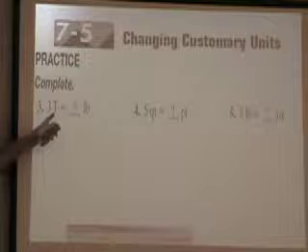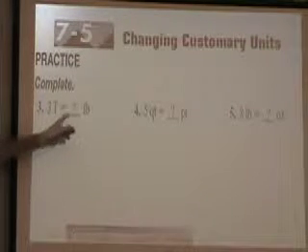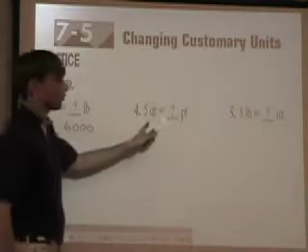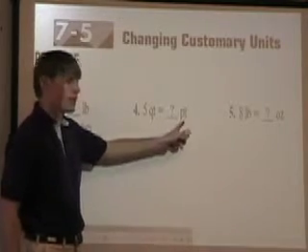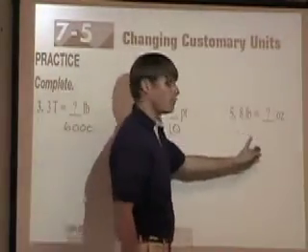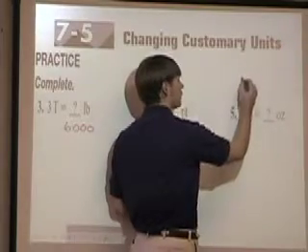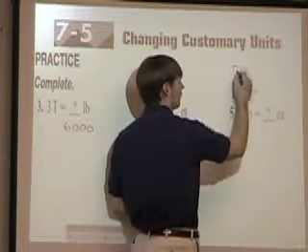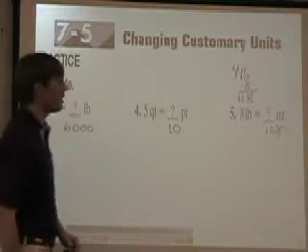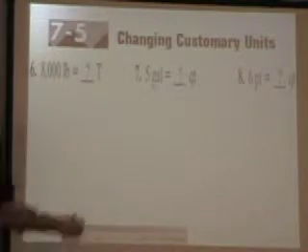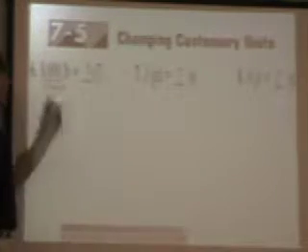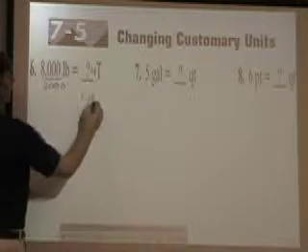Alright, so here we're going 3 tons to pounds. 1 ton is 2,000 pounds, so 3 tons is going to be 6,000 pounds. Here we're going quarts to pints. 1 quart is 2 pints, so 5 quarts is going to be 10 pints, multiplied times 2. Here, 1 pound is 16 ounces, so 8 pounds will do 16 times 8, and you get 128 ounces. Pounds to tons, so you divide by 2,000. 8,000 divided by 2,000 is 4. So 8,000 pounds equals 4 tons.